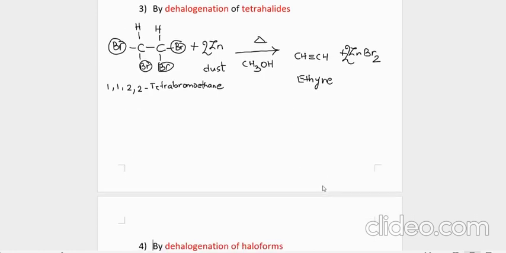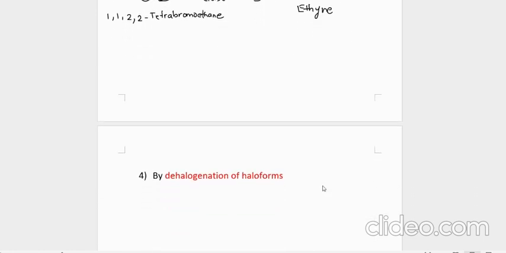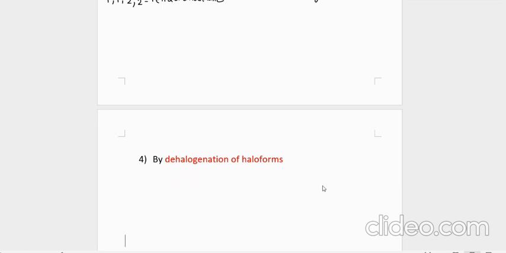Come to the fourth reaction, that is by dehalogenation of haloforms. Now haloforms are chloroform, iodoform, likewise. Now we are going to take chloroform. First write down the structure for chloroform. Chloroform is CHCl3. So write down carbon, you have CH and Cl. This is the first molecule of chloroform.